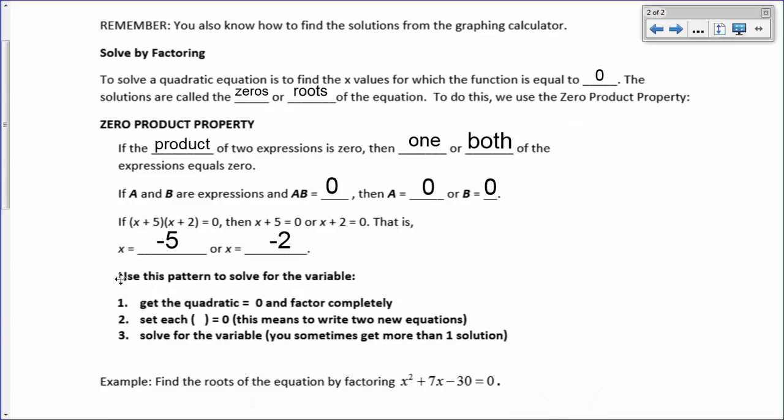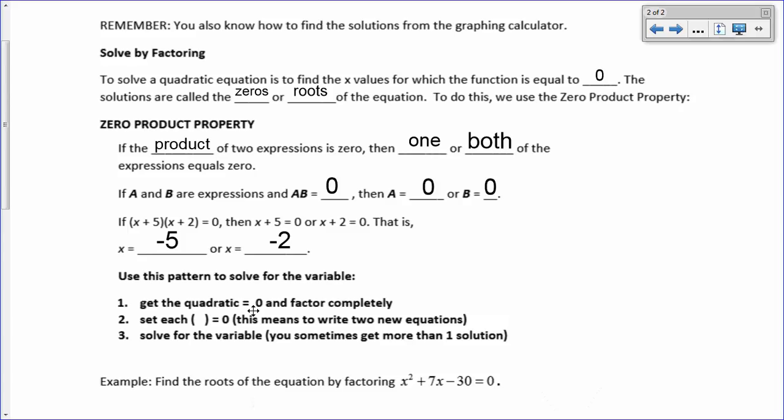So, we're doing it backwards from what we did last time in class. We started off with the zeros, and we found out what the factored form was. So this time we have factored form, and we just find out what x would equal. So we get the quadratic equal to 0. So if that means that it's just y by itself, we change it to 0.